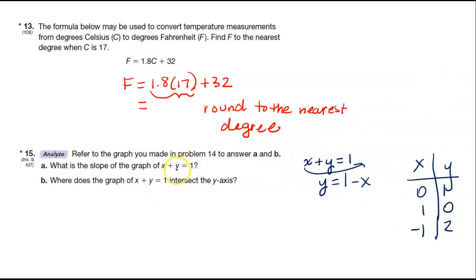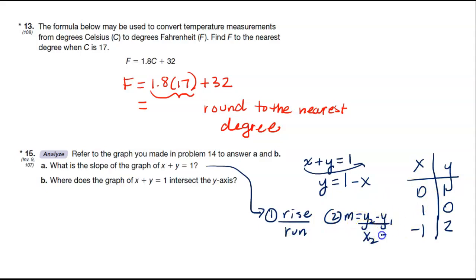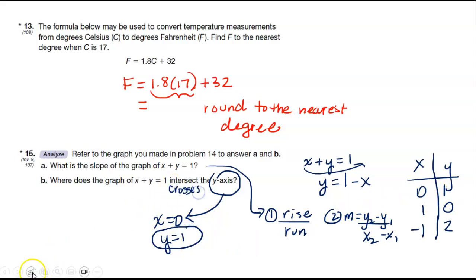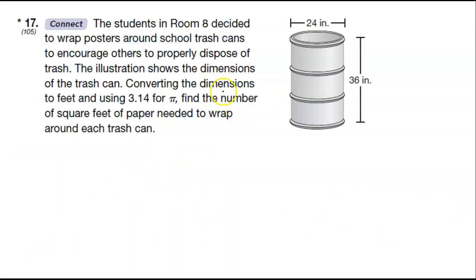So it's asking me for the slope. Now, you can graph this and do it with rise over run, or you can take 2 of these points and use the slope formula. And then it says, where does the graph of this intersect with the y-axis? It intersects the y-axis when x is equal to 0. When x is equal to 0, y is equal to 1, and that's where it crosses the y-axis.